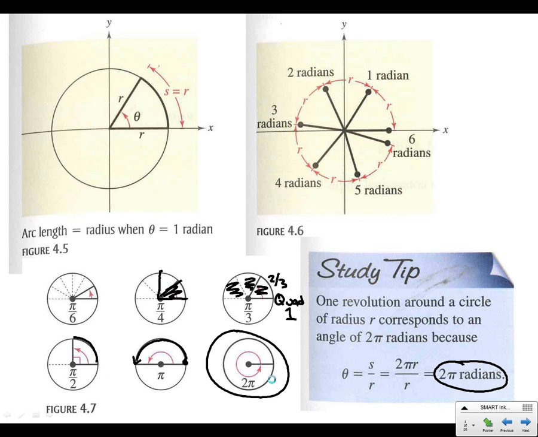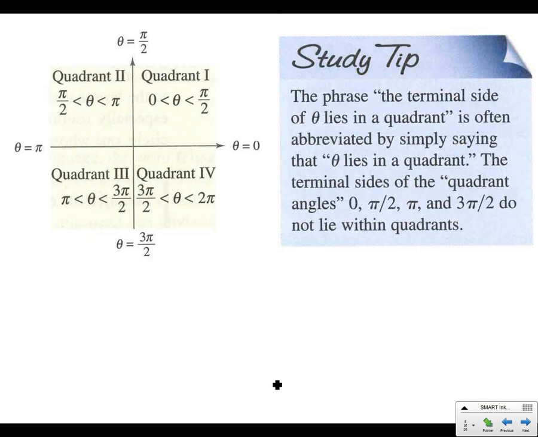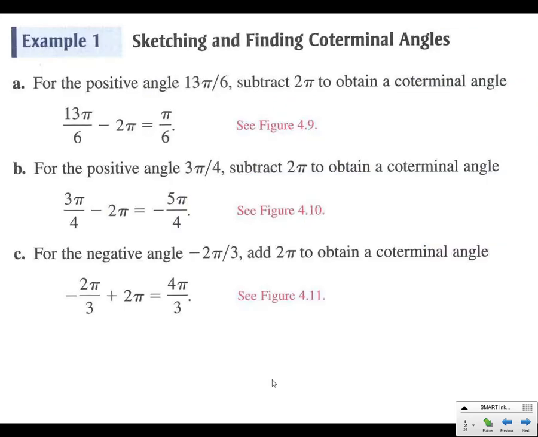All right? So moving on, we're going to talk about quadrants. Typically, if your terminal side ends in one of the quadrants, then we're just going to say that theta lies in that quadrant. So if your angle is between 0 and pi over 2, you're in quadrant 1, and so on and so forth as you move around the quadrants.